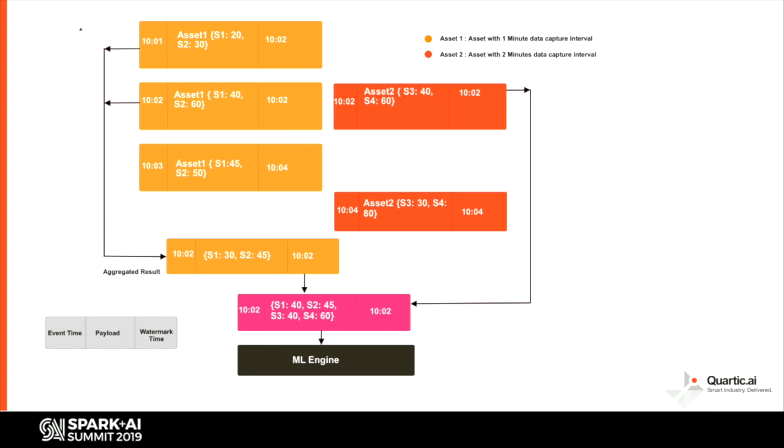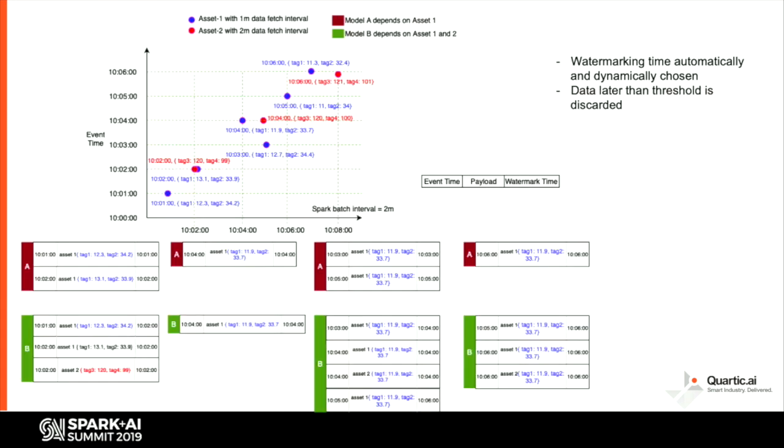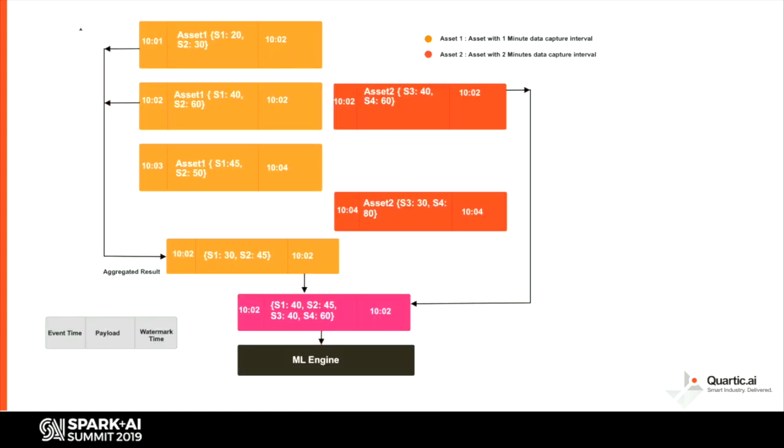So on the left, we have the same example of asset 1 and asset 2. And once we have the data available, the way this watermarking happens is that you typically choose your watermark time as the highest common factor of the maximum granularity at which your data is being expected. So in this case, the watermark time for model B goes every 2 minutes, because that is the maximum granularity at which data from asset 2 arrives. While the watermark interval for model A will be just 1 minute, because that's all the data that we have there.